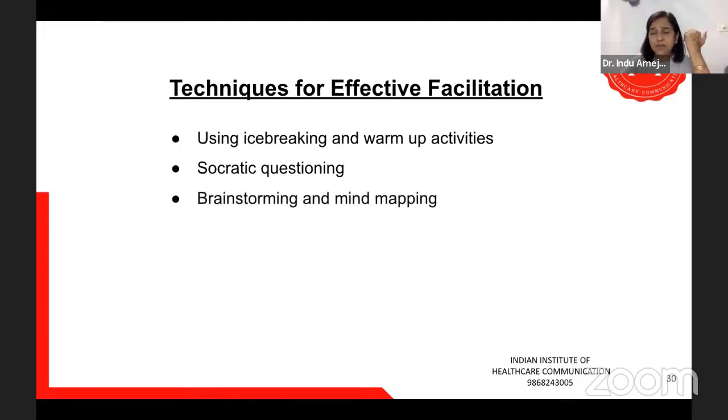Brainstorming and mind mapping. Give them a situation, ask them to brainstorm, and ask them to think what happened, why this happened, what could have been done.